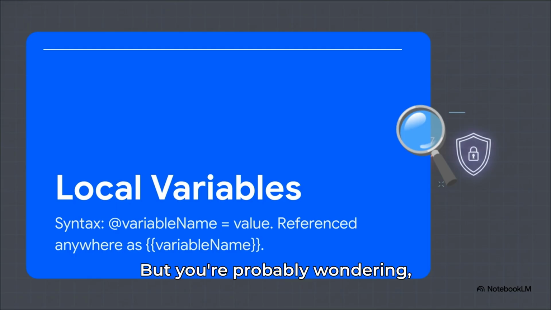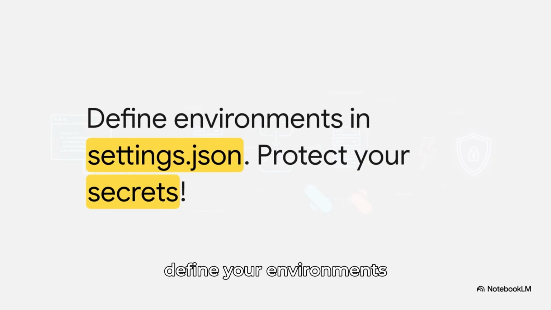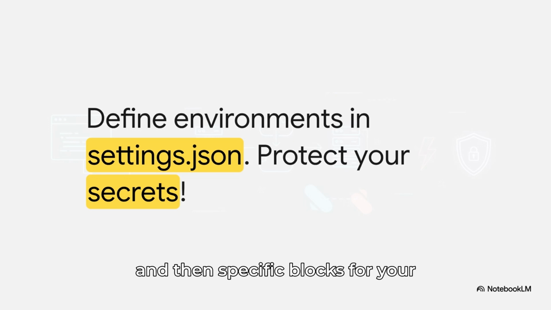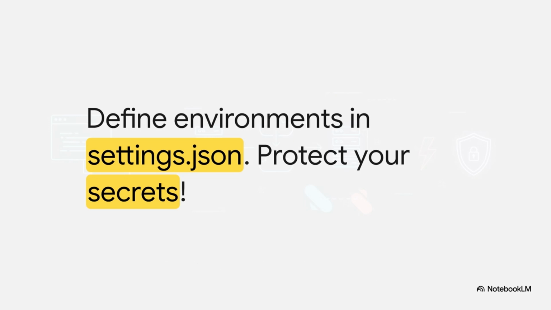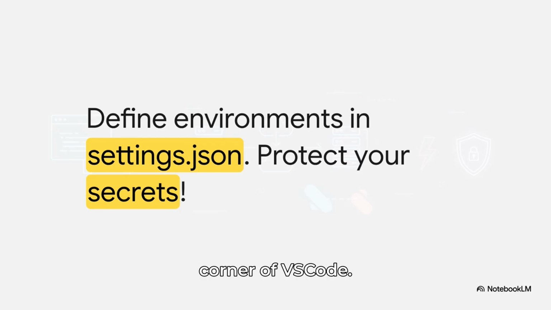But you're probably wondering, what if you need entirely different values for your local machine versus production? Well, for multi-environment setups, the best working solution is to define your environments right in your workspace's .vscode/settings.json file. You can set up a shared environment for common variables and then specific blocks for your local or prod environments. The extension actually gives you a really handy environment switcher right down in the bottom right corner of VS Code.